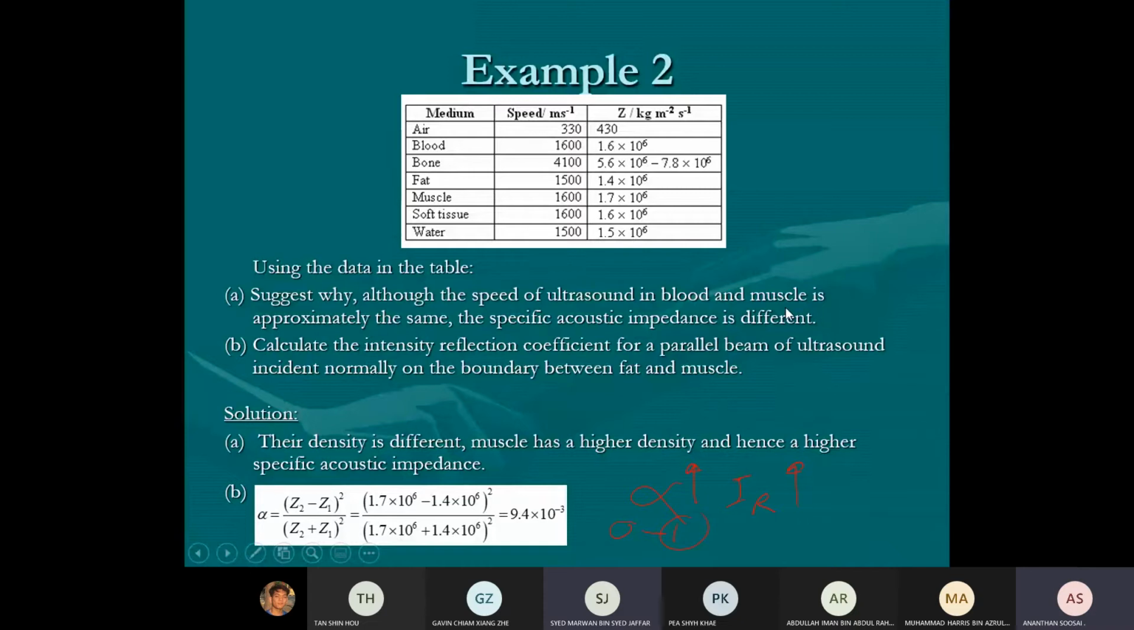Is Z1 or Z2 the original medium that the wave is going through? Z1 is the original medium. So after the boundary is Z2. But here you mixed up the numbers; it also doesn't matter, you get the same answer because it is squared. But always Z1 is the first medium, and Z2 is the next.